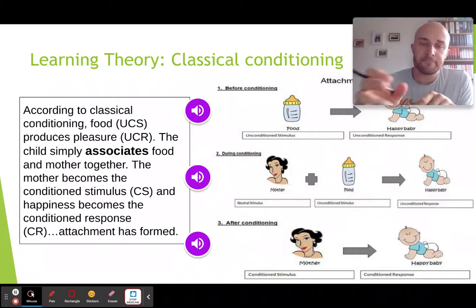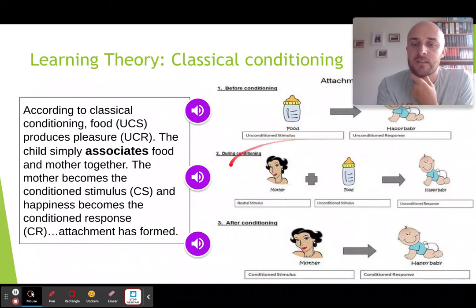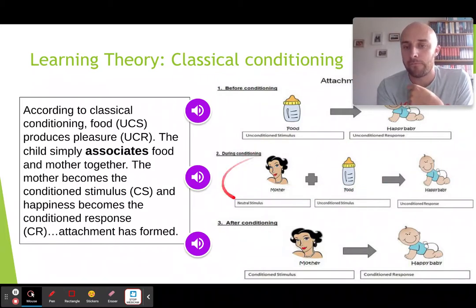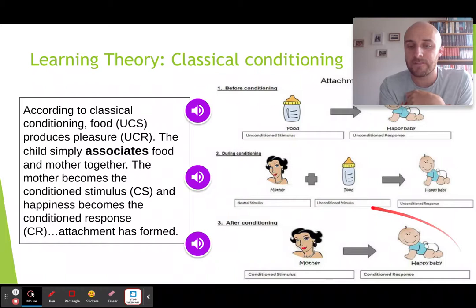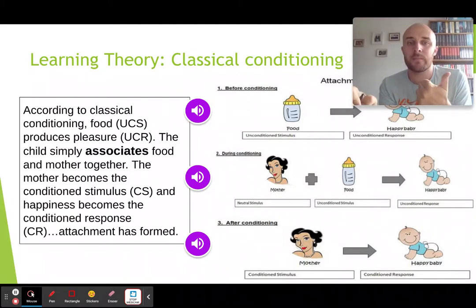Slowly but surely, the child simply associates these two together, right? And eventually, you can cut out the middleman, in this case, food. And after conditioning, what you've got is a conditioned stimulus that will always have an automatic, involuntary, conditioned response in the child. So every time the baby sees the mother, which is the conditioned stimulus, it will result in a happy baby.